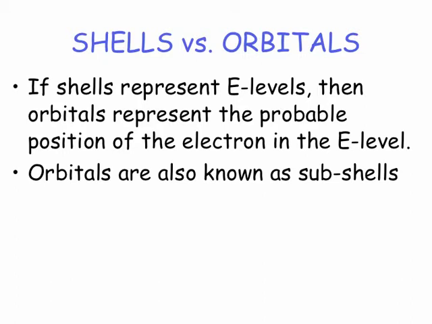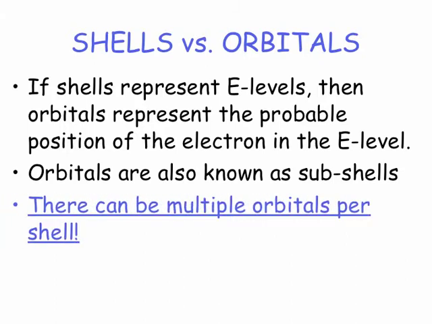So orbitals, we also call them subshells or sublevels. In some textbooks they say sublevels, at least the chemistry book does, and then I think our textbook does refer to them as subshells. There can be multiple orbitals per shell, so there's more than one picture for each orbital within an energy level.